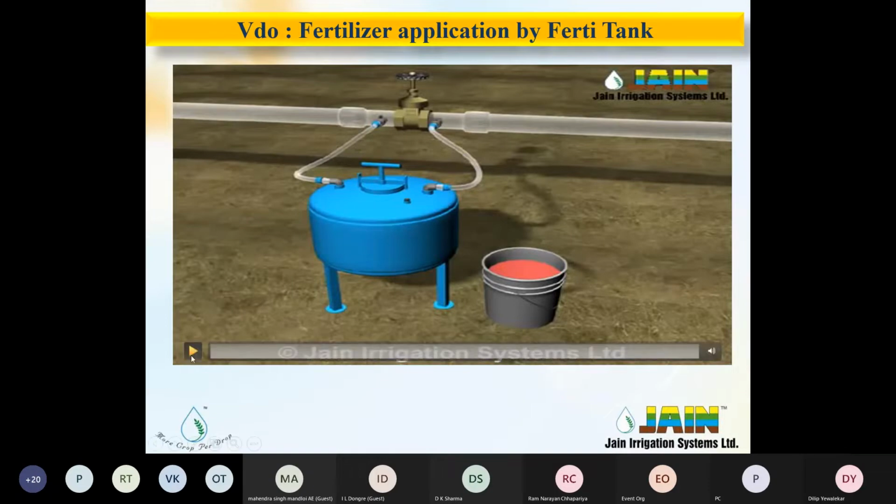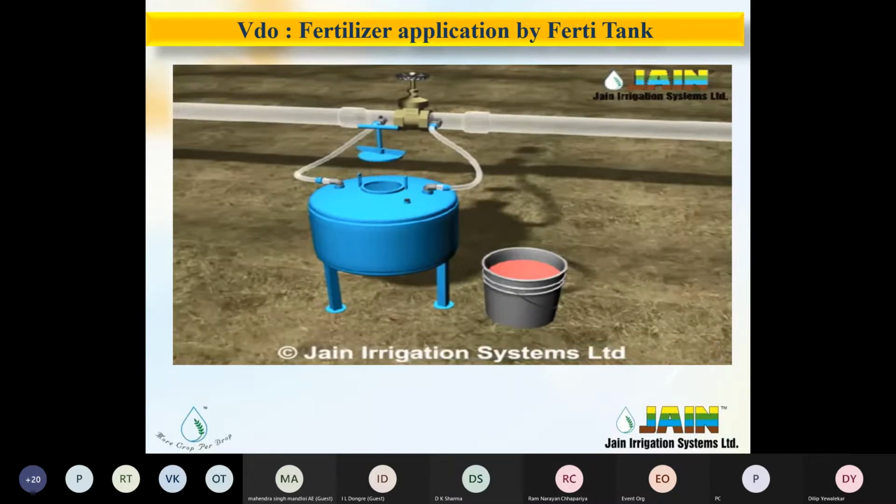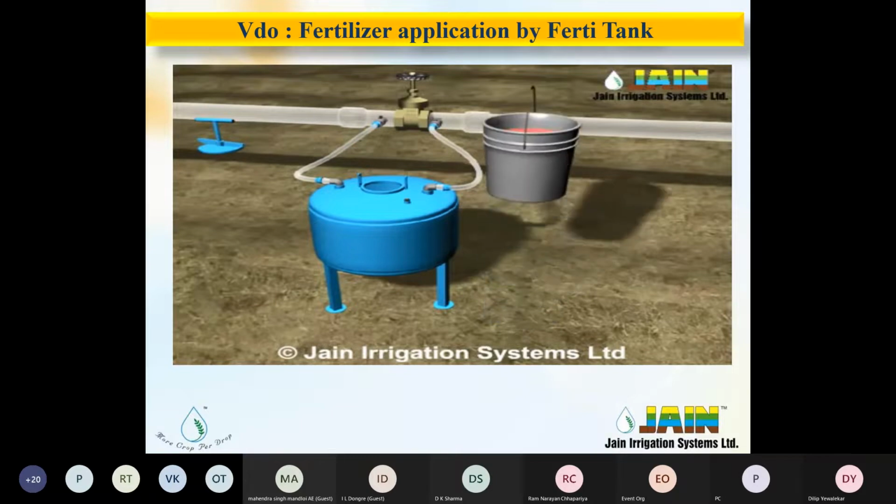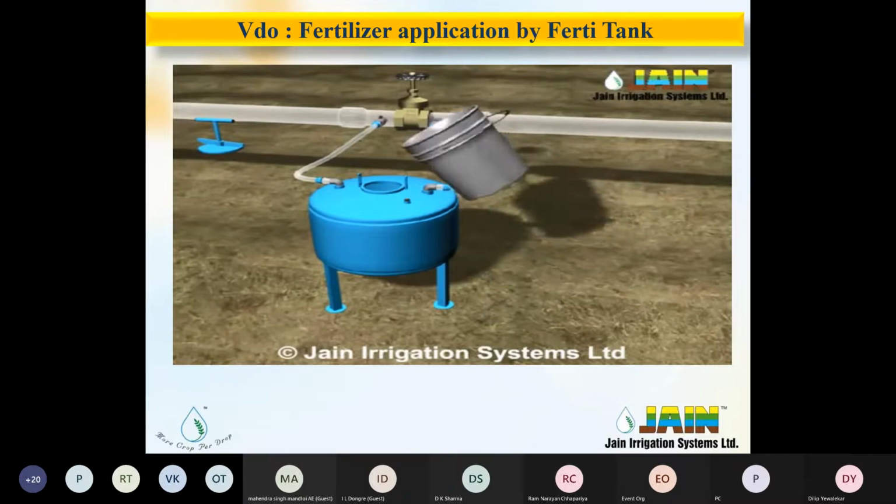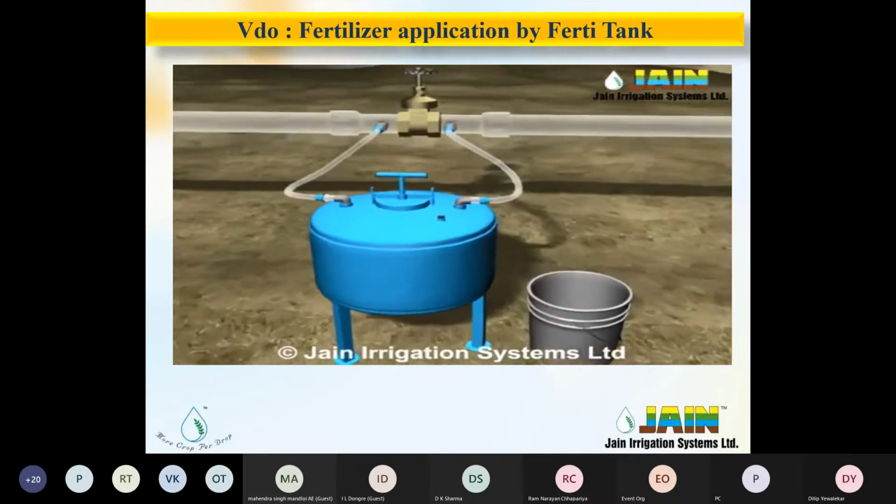Then after that, this is a video for fertilizer application, how the fertilizer is to be applied. This is the fertilizer tank. The stock solution of the fertilizer has to be prepared in a bucket, and you fill the tank with this stock solution and close the lid.